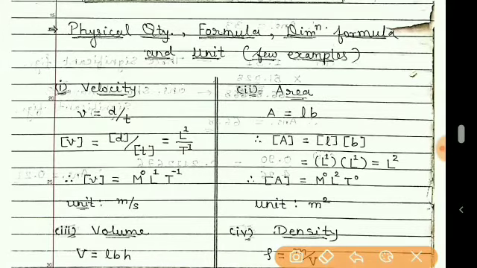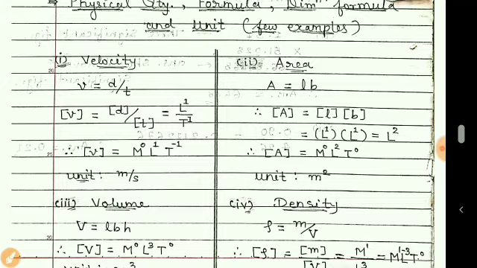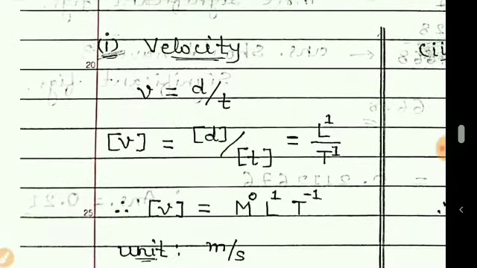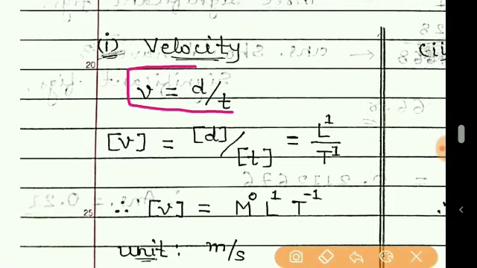Now let us understand more effectively about these dimensions and dimensional formula. Students, we know that every physical quantity can be related with some formula, and if there is a formula it has its unit also, and hence a dimensional formula can also be obtained. Let us see with some examples. Here I have taken an example of velocity. We know that a simple formula for velocity is distance upon time.